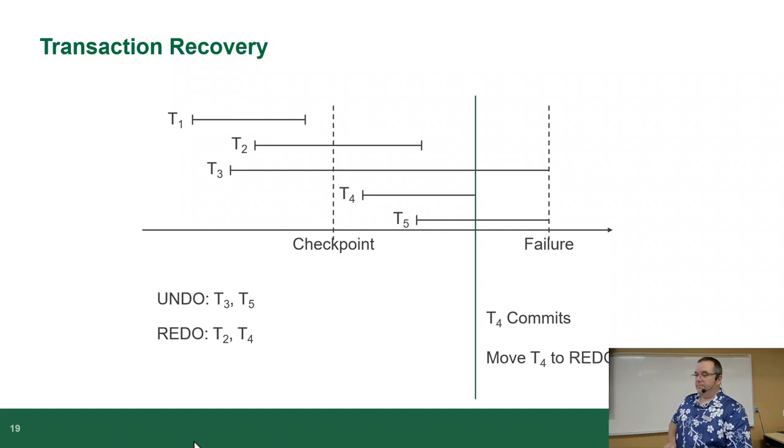So the next thing that happens is this green line comes here. Failure. Somebody was cleaning in the server room. They weren't paying attention. They pulled a plug out of the back of the server.